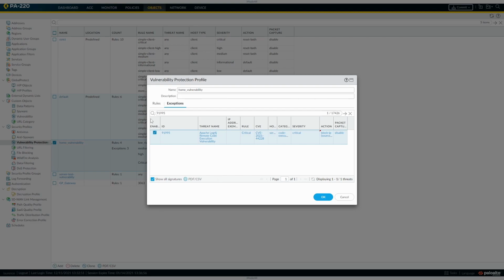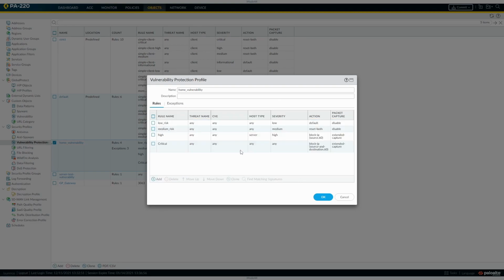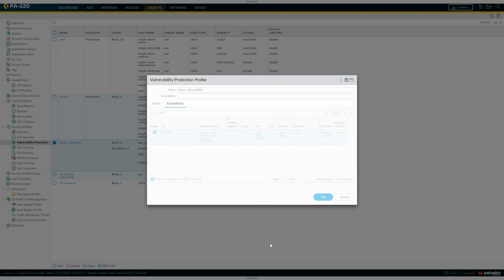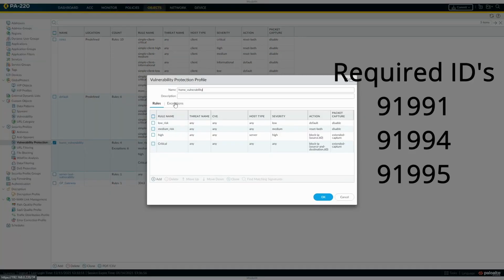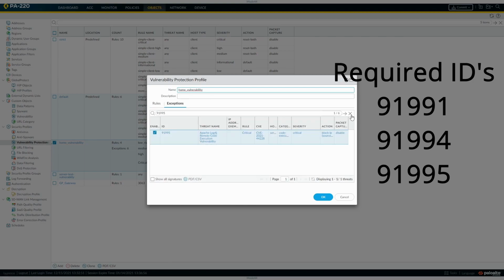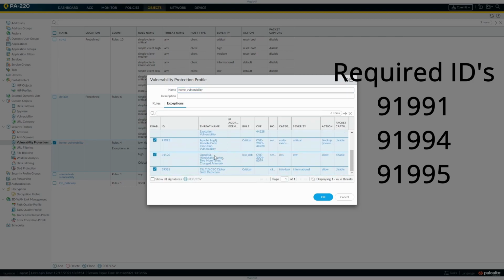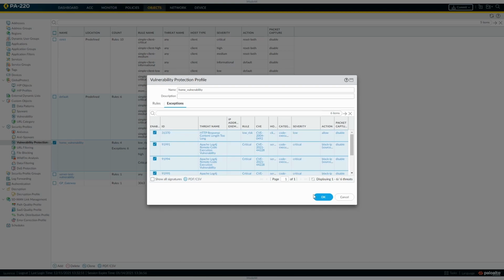Okay. So now, when we go back to our rules, they remain the same. Our exceptions have all been put in. Click OK. And you can see there's exceptions three. There's now six exceptions. And if we go back into it and clear that list, we can see that we've got our exceptions in there. Okay.